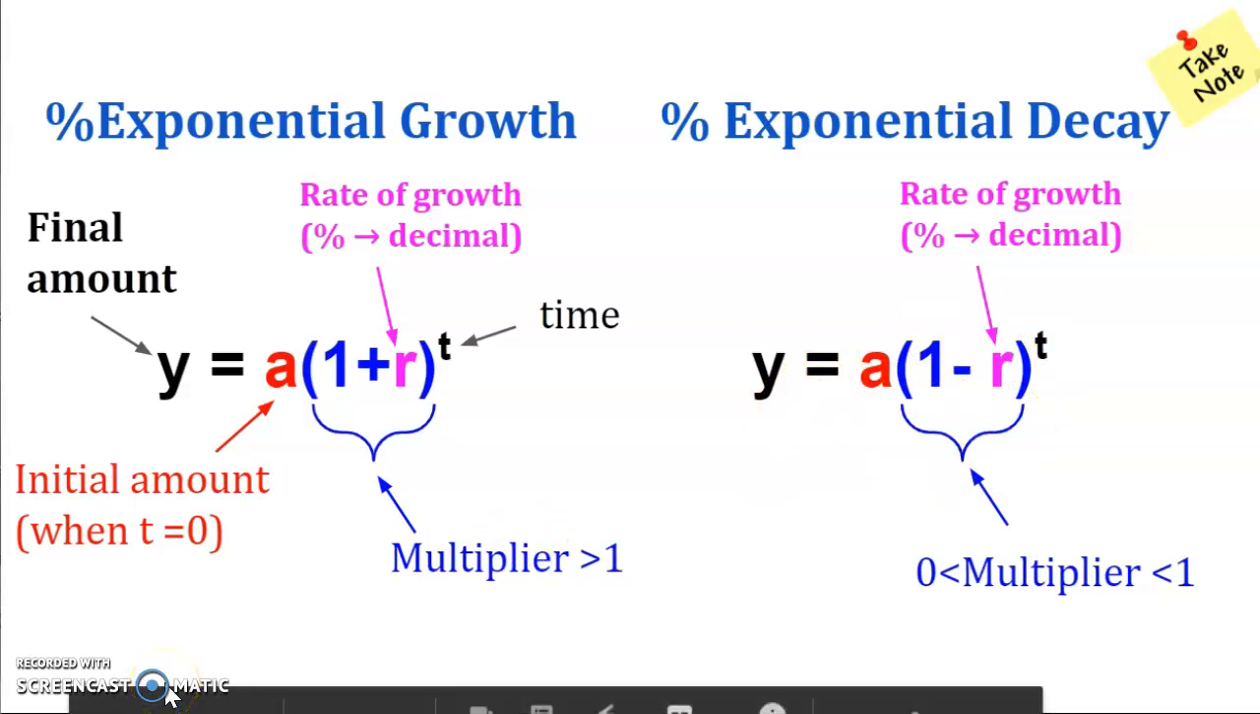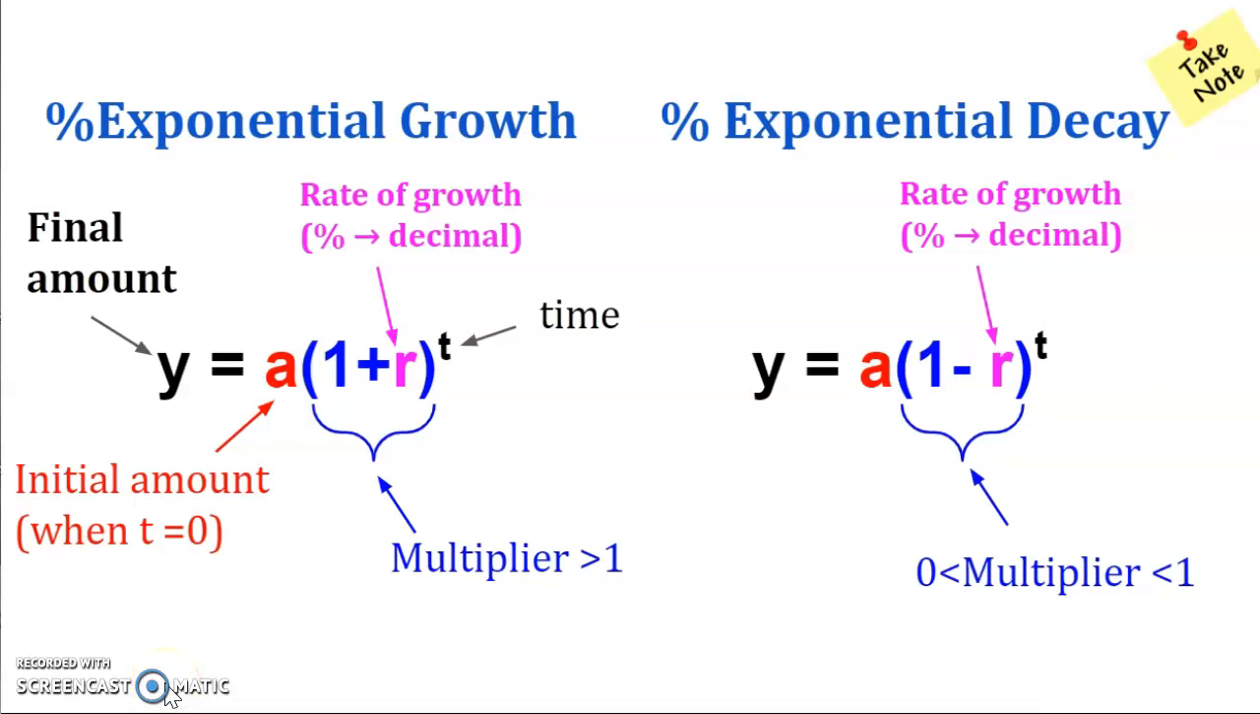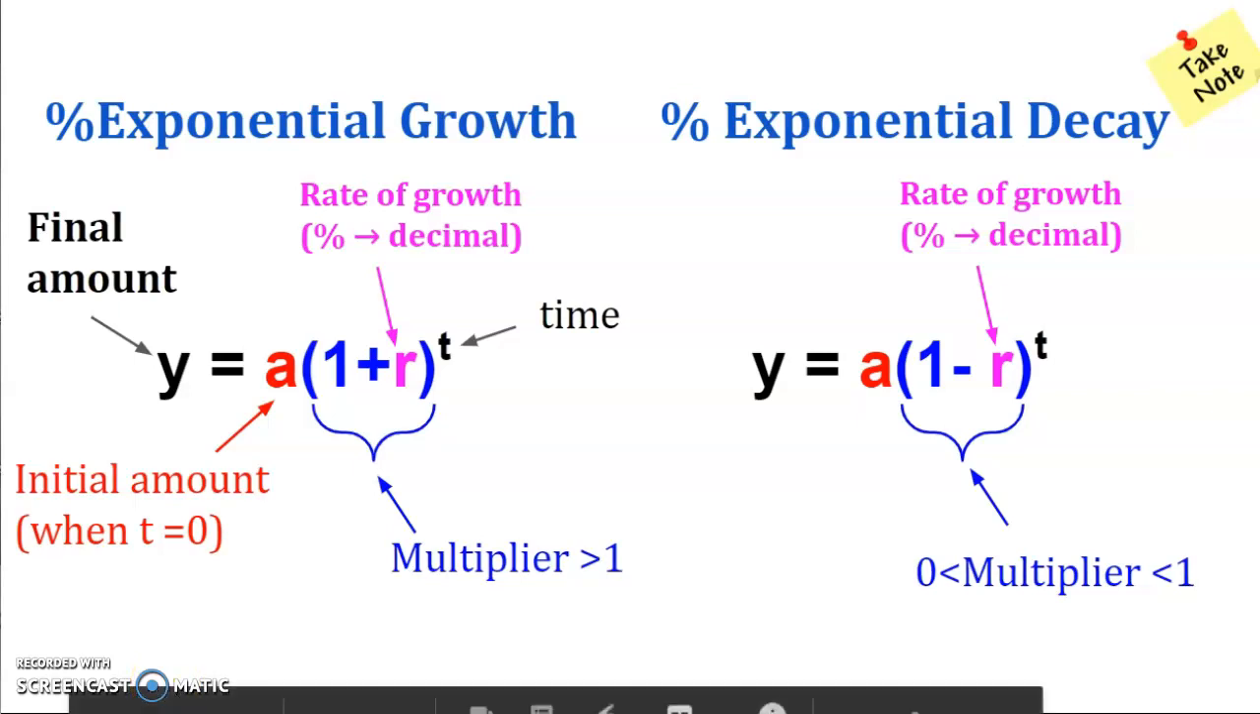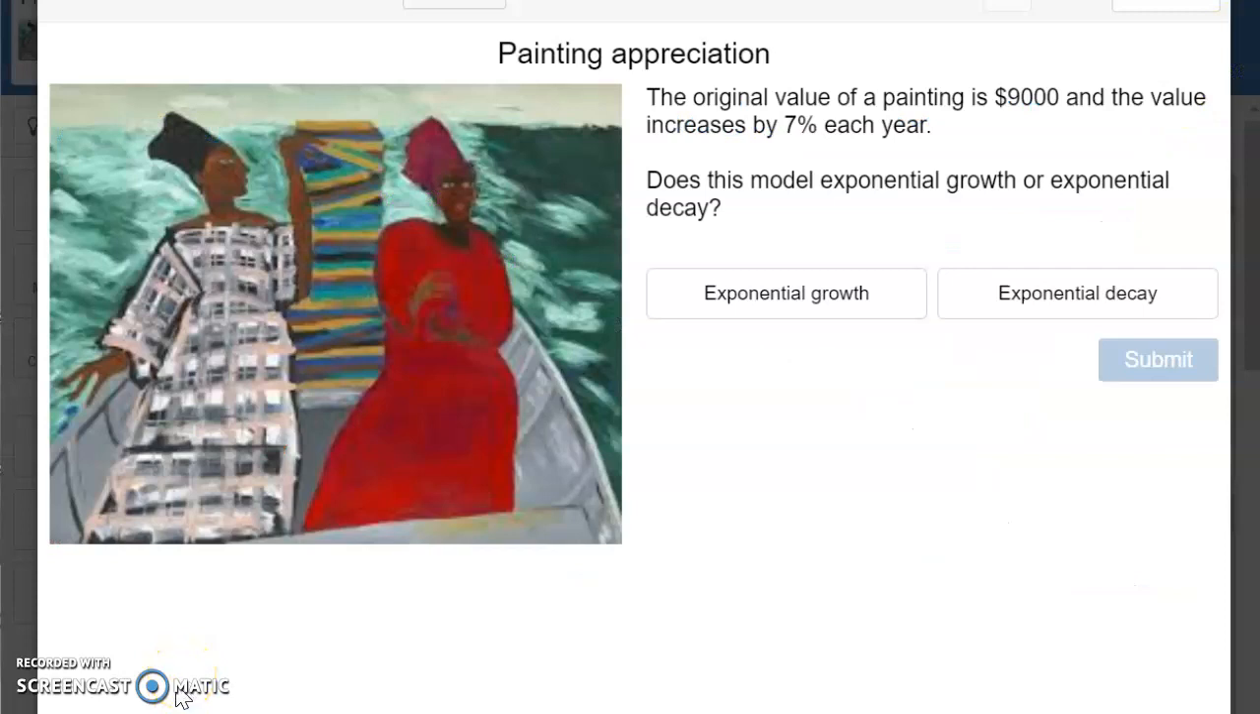With that, I would like you to try Desmos activity card number 1 and 2. Here we go. This is card number 1. This is a painting appreciation problem. The original value of a painting is $9,000. Let's pretend this painting was originally costing the owner $9,000, but the value increases by 7% each year. Because this is so special, each year the value of it is going to be increasing 7%. So first question is, does this model exponential growth or exponential decay?